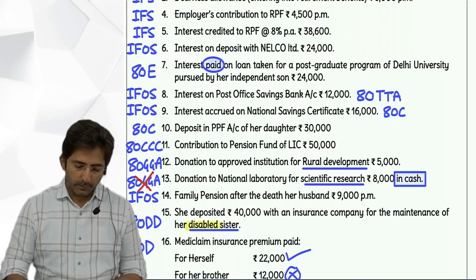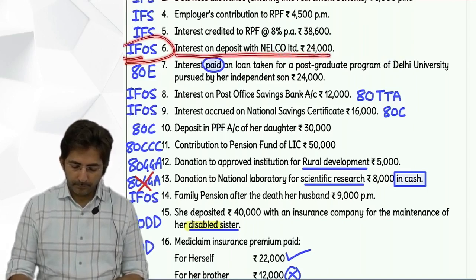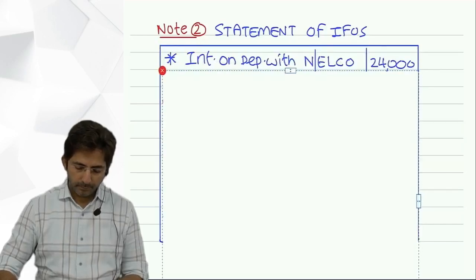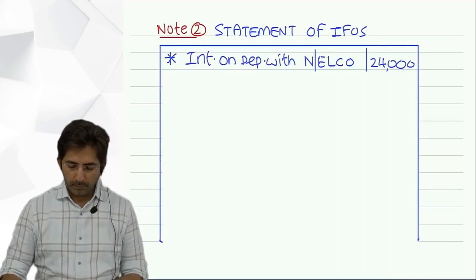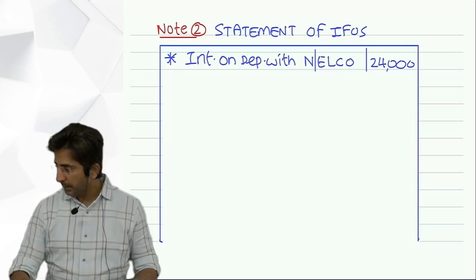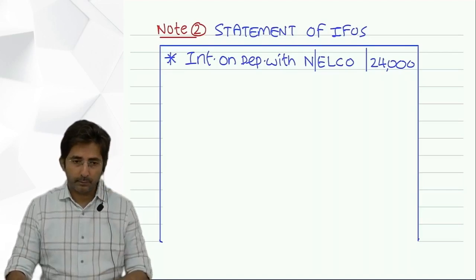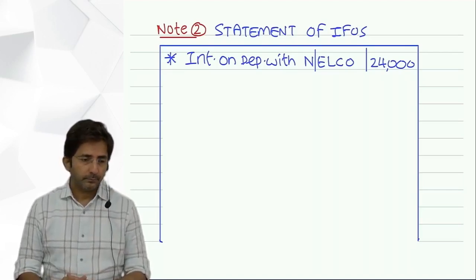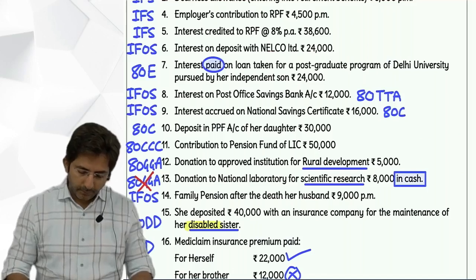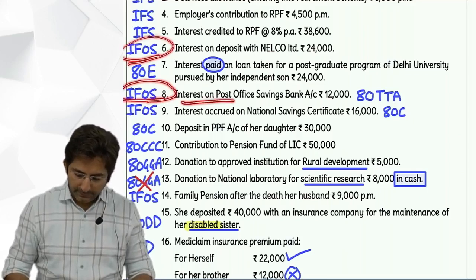So the first income from other sources item is interest on deposit with Nelco Limited. Taxable. The amount is 24,000. Interest on deposit with Nelco, 24,000, taxable. Then next is interest on post office savings bank account.